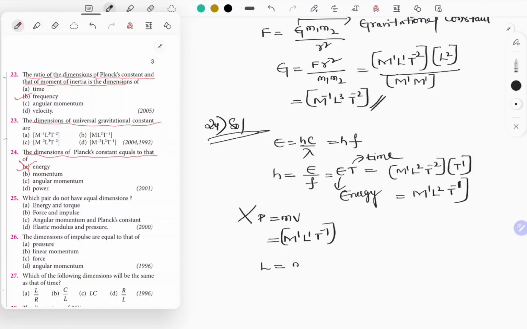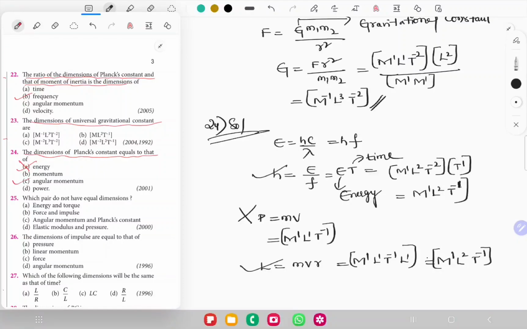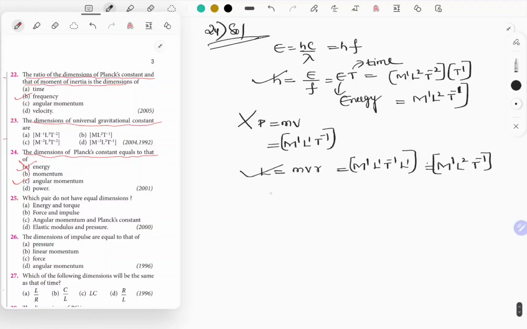Next, what about angular momentum? Angular momentum formula is mass into velocity into distance, which is equal to M power 1 L power 1 T power minus 1 into L power 1, which is distance. So the final dimensional formula is M power 1 L power 2 T power minus 1. Yes, it is matching. So the dimensional formula for angular momentum and Planck's constant are the same. So which option is correct here? Option C is correct.